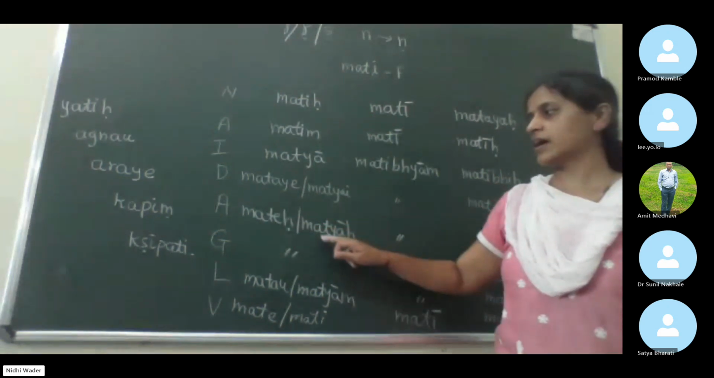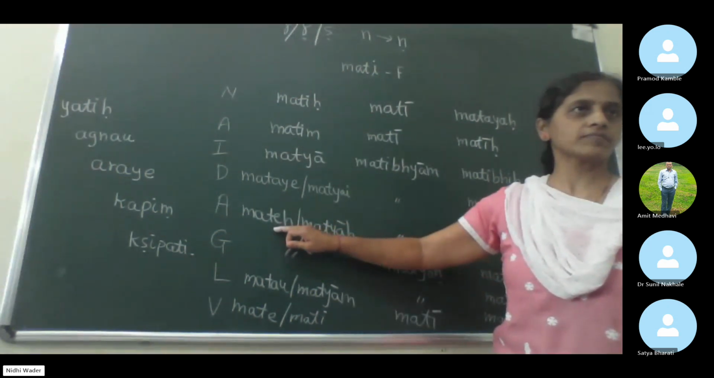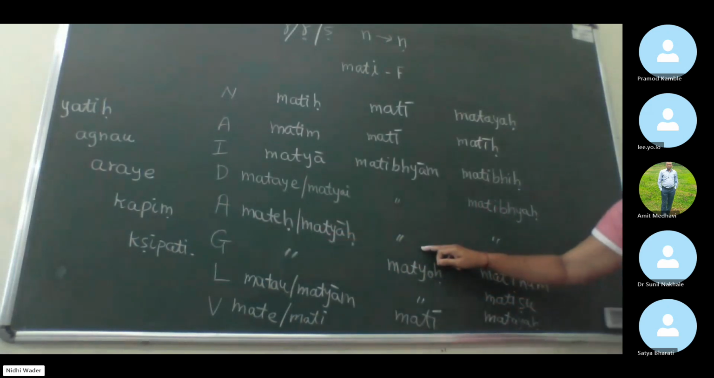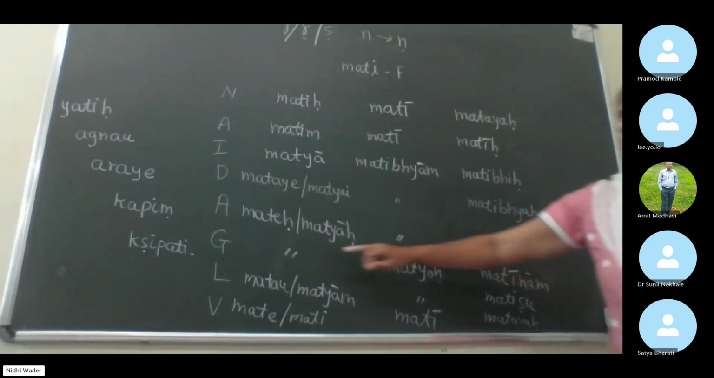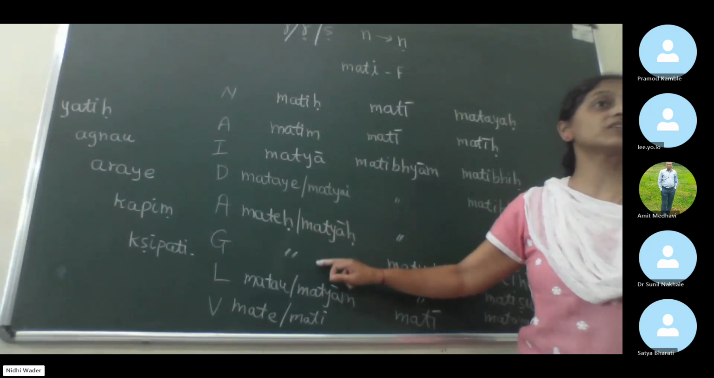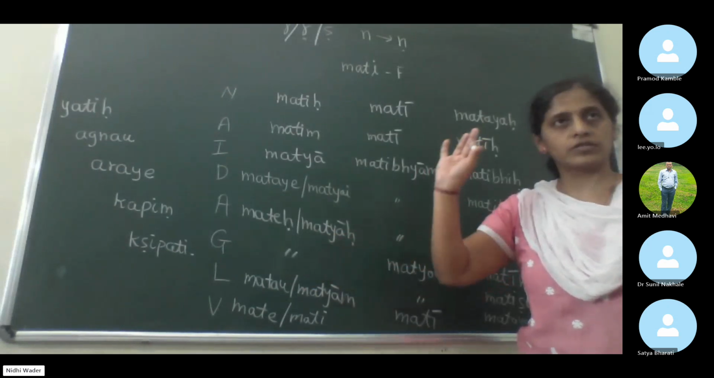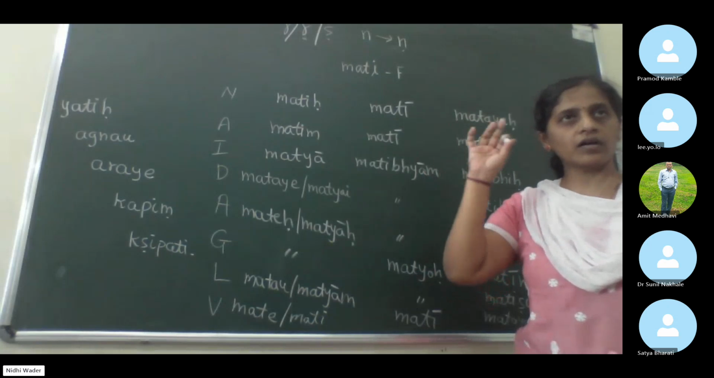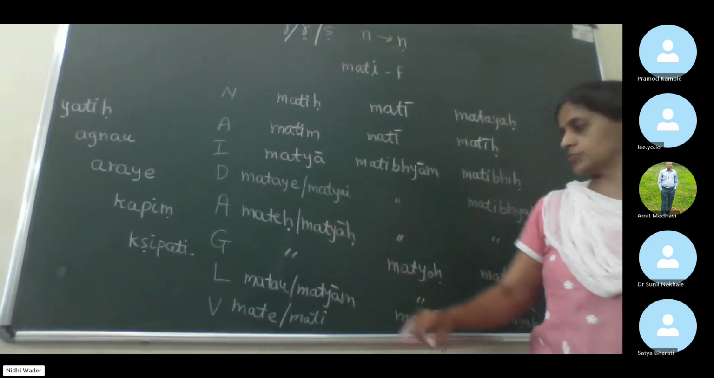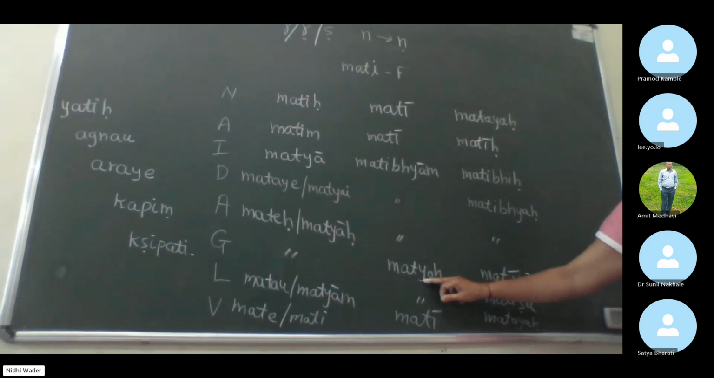Again, Matehe and Matyaha. Matehe is the same as Kavehe, but there is one more optional form. Matibhya and Matibhya is the same. This form is always the same in feminine. Accusative and genitive singular is always the same in feminine, in all words ending in A, I, E, U. In feminine words, these two forms, accusative and genitive, are the same. Matyoho, same as Kavyoho.